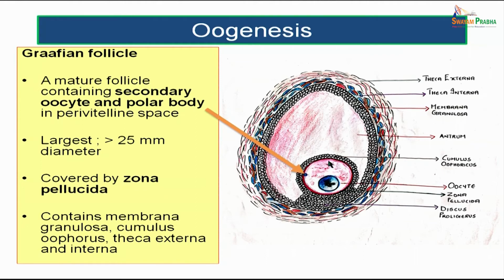Then you have the granulosa cells covering the oocyte immediately, which is now known as the cumulus oophorus. Then you have the zona pellucida. Then you have the polar body in the perivitelline space. Then you have the vitelline membrane covering the secondary oocyte. So, these are the structures which you get in the Graafian follicle.